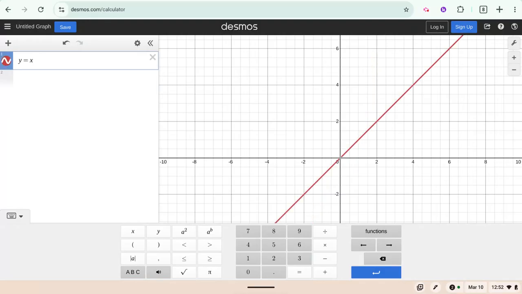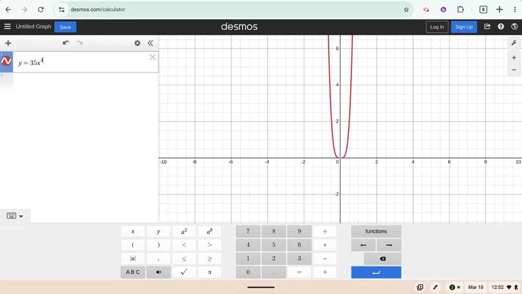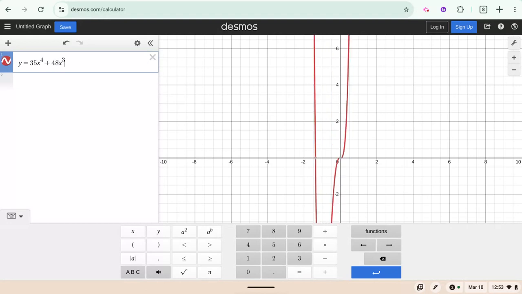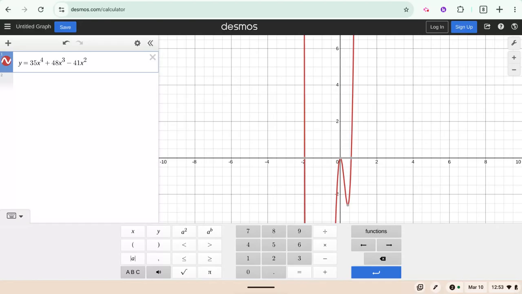So let's see. It's y equals 35x to the power of 4 plus 48x cubed minus 41x squared plus 6x.